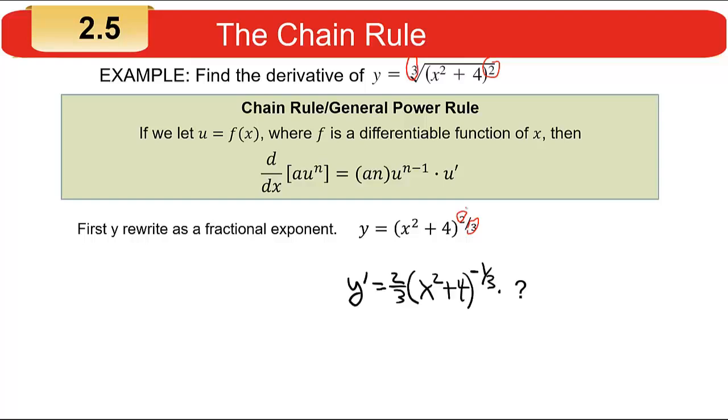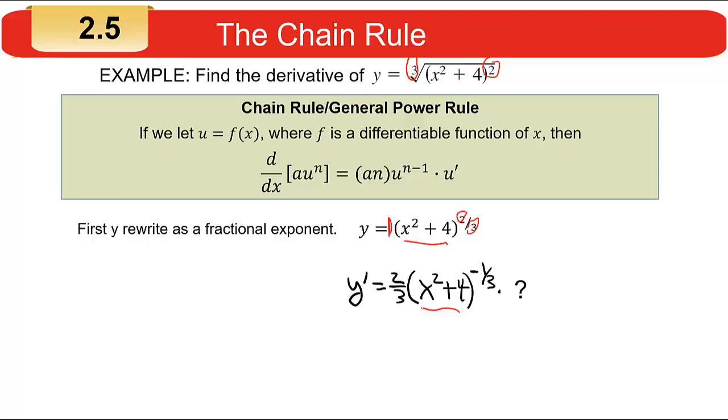So how do you do it? Well, you take the 2/3 and multiply it by the understood 1 there, and you get 2/3. Then you write the base down, which is x squared plus 4. Then you subtract 1 from 2/3. 2/3 minus 1 is 2/3 minus 3/3, which is negative 1/3.